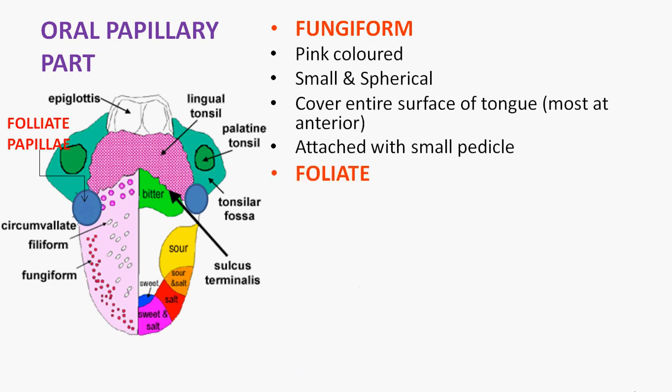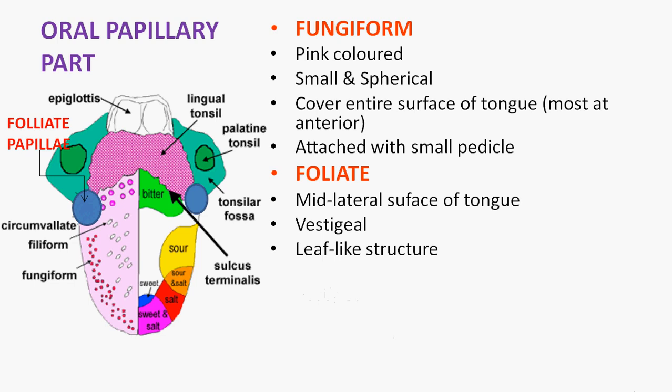Okay. Next is the foliate papillae. They are found on the mid-lateral surface of the tongue. In the figure you can see the blue region on both the mid-lateral sides. Alright. And they are vestigial in humans. Their structure is leaf-like, present in rabbits and other mammals.